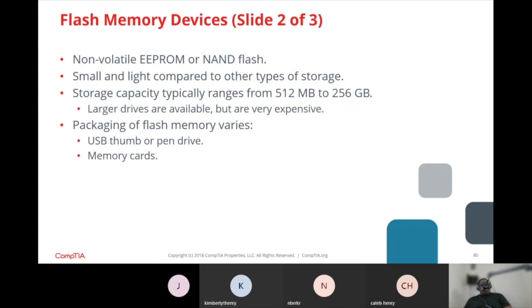So they're non-volatile EEPROM and or NAND flash. They're small, light, compared to other types of storage. Storage capacity ranges from 512 megabytes to 256 gigabytes. Larger drives are available, but they are very expensive. So yes, you can buy a terabyte thumb drive.